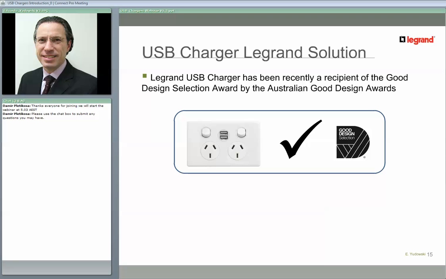And finally, it just happened last week, I feel obliged to mention that: HPM Legrand, this particular USB socket was recipient of a Good Design Selection Award, which is awarded by the Australian Good Design Awards. This is very interesting for us. We work hard to achieve this, and hopefully we will be able to come up with new products in the future similar to these ones and other types as well.